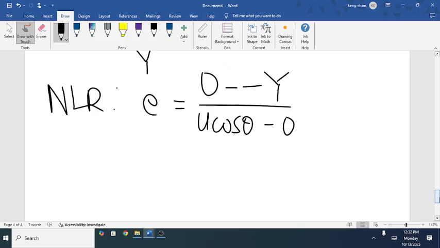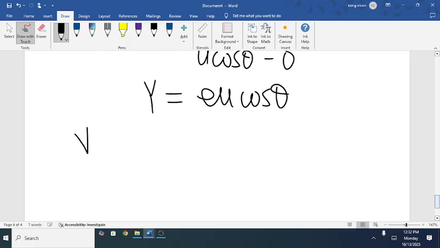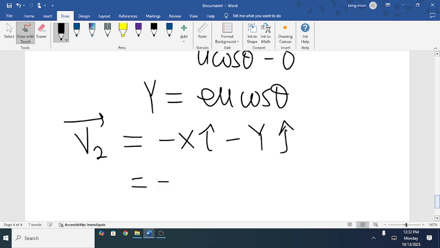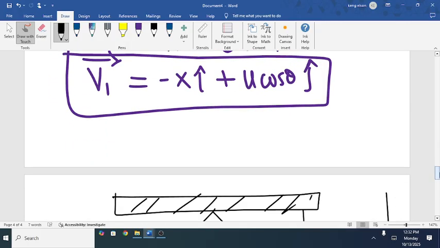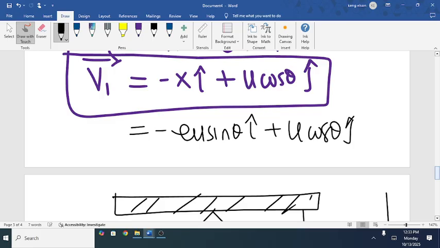So from here, what is y equal to? It is eu cosine theta. So it therefore means that my final velocity is velocity along the x, but x was going to the left, so minus, plus along the y was going downward, so minus. Now let's go to x. What is x? Our x is eu sine theta. In fact, here we will just write minus eu sine theta in the i direction plus u cos theta in the j direction. That's the velocity.